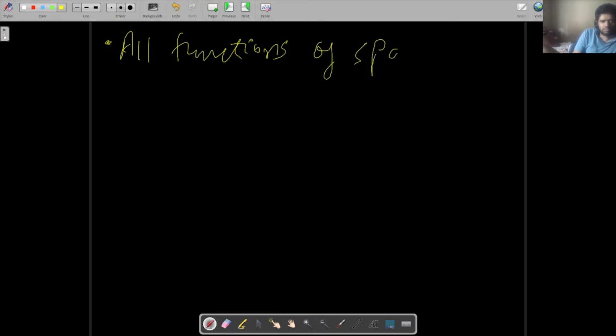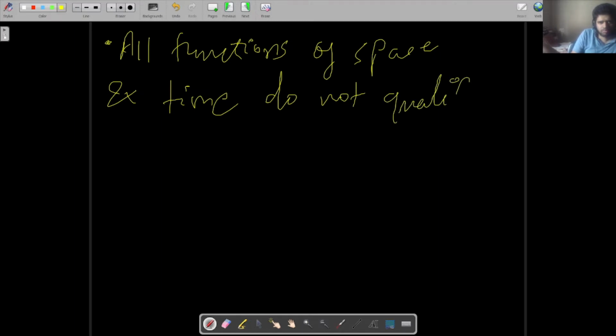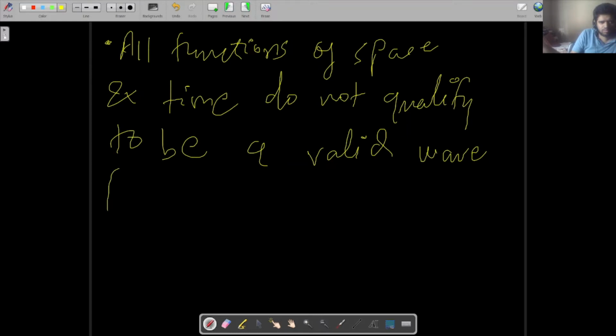Now we will write the second property. All functions of space and time do not qualify to be a valid wave function. Okay, all functions of space and time do not qualify to be a valid wave function.